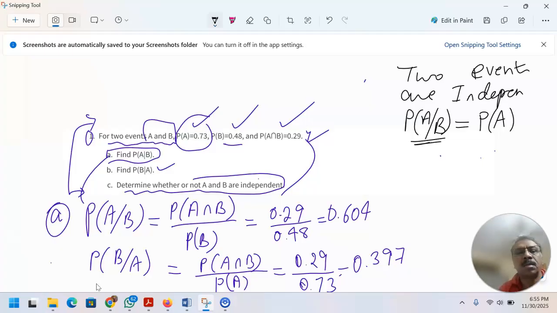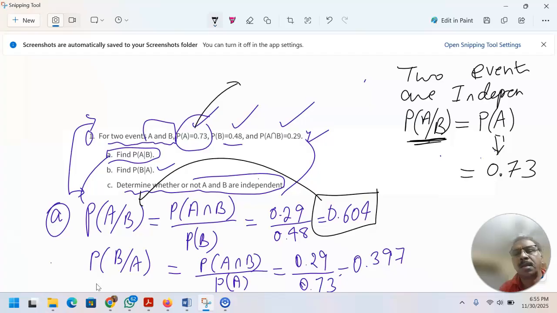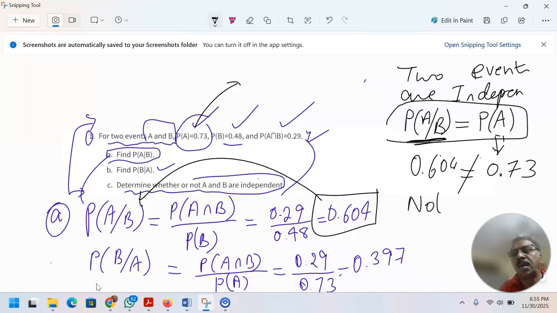So let's first figure out the probability of A. It is already given to you as 0.73. And the probability of A when B has occurred is this piece, which is 0.604. You can see they are not equal. So that's why we say these two events A and B are not independent.